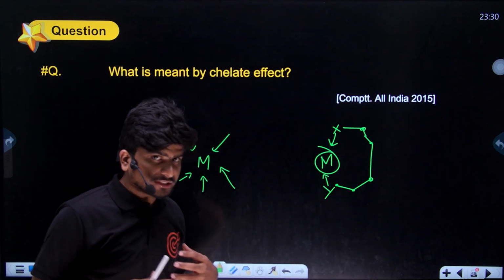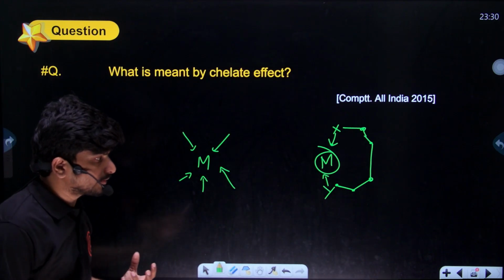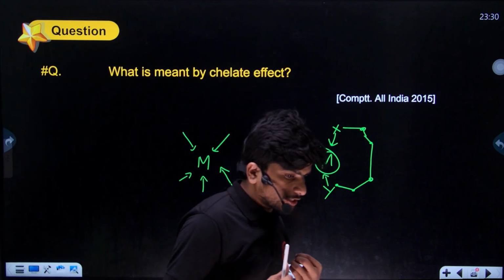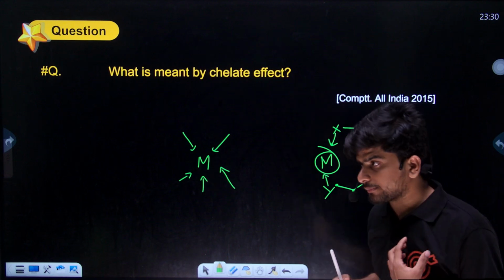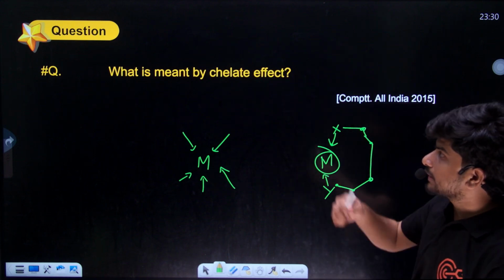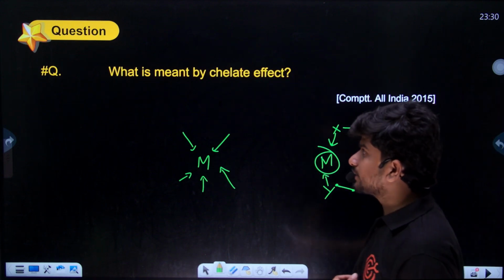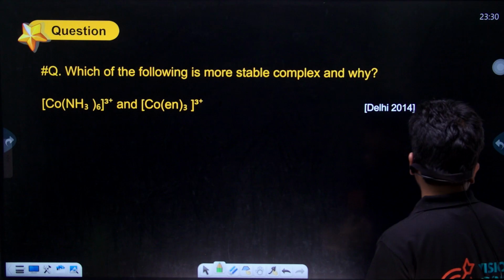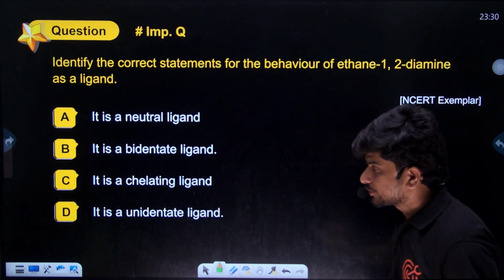Or you can have a 6-membered chain also. You can have a 5-membered chain also. But forming a chain structure, it is increasing the stability of the compound by decreasing the strain overall. This is called the chelation effect or chelate effect. Next, so you understood this.